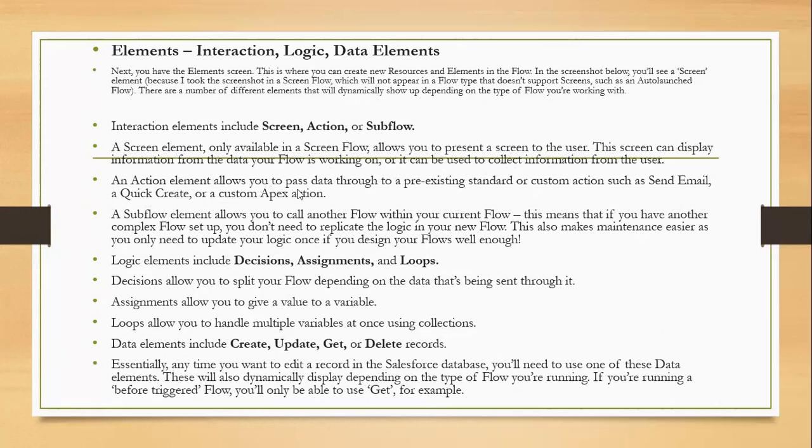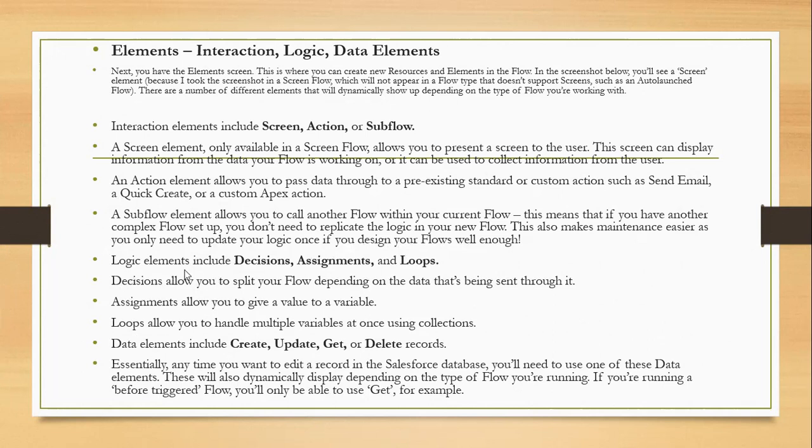The action element allows you to pass data through to pre-existing standard or custom actions, such as send emails, quick create, and custom Apex actions. The subflow element allows you to call another flow within your current flow. This means you can have another complex flow set up, and you don't need to replicate the logic in your new flow. This also makes maintenance easier, because you only need to update the logic once if you are designing your flow and building it.